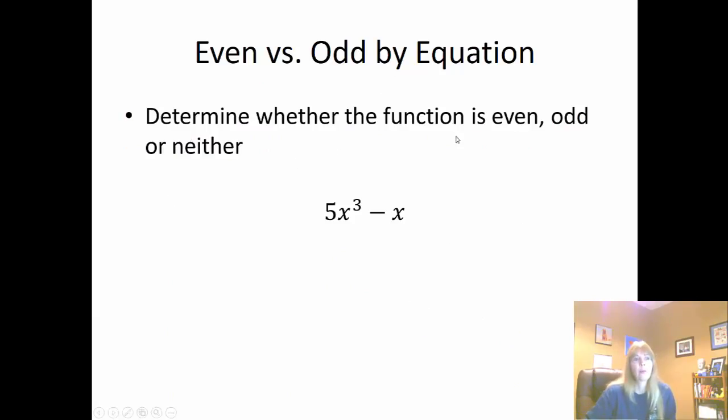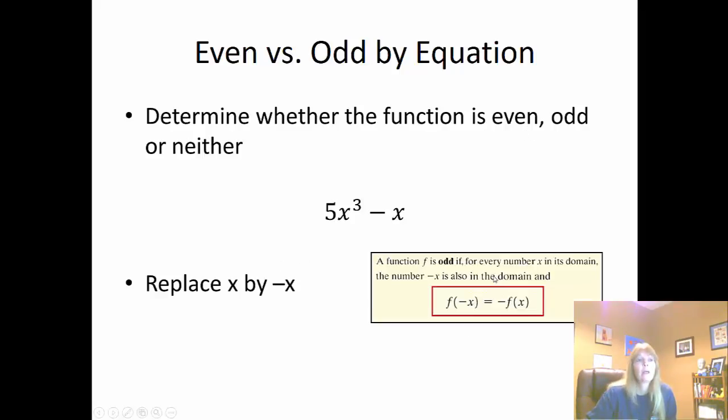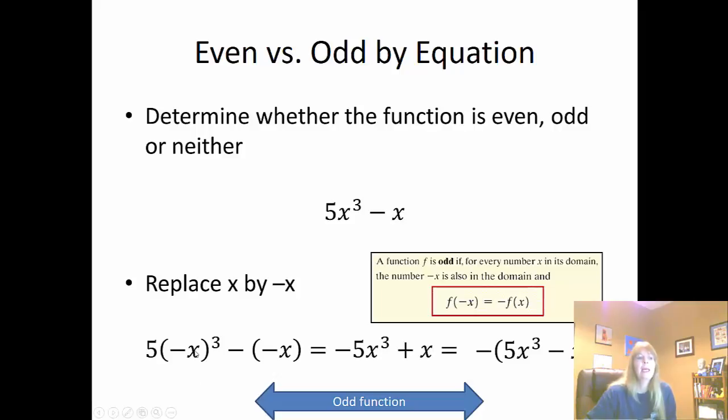How do you determine whether a function is even or odd without graphing it? You replace x by -x. Remember the definitions. You always come back to the definitions. So if I plug in where I see an x, I plug in a -x. So I plug in a -x. -x cubed is still -x cubed, right? Because it's -x times -x, which is positive, and then times another -x, which becomes negative.